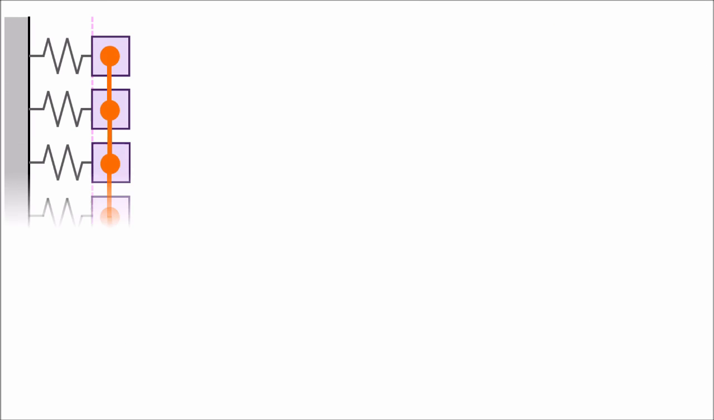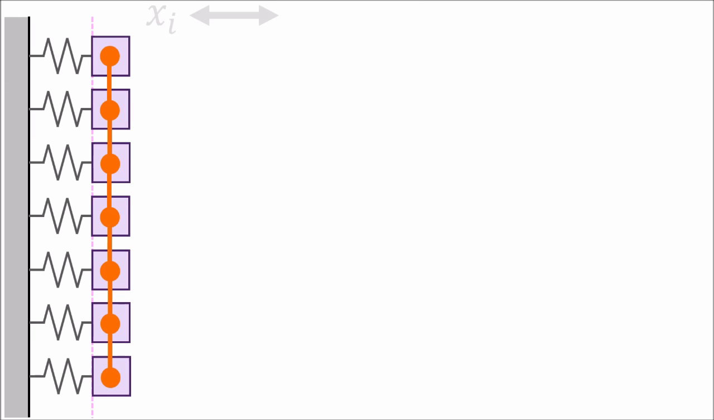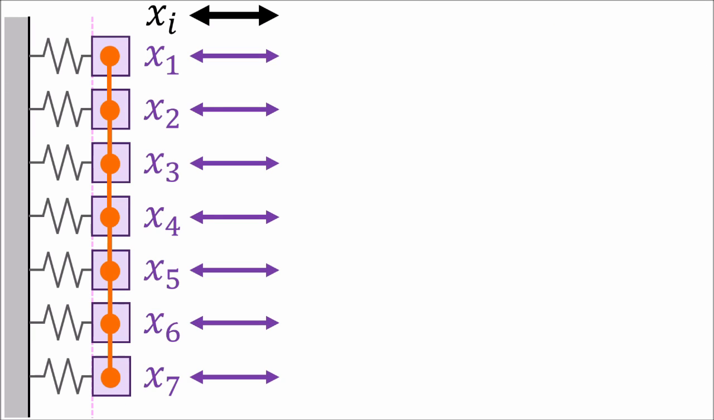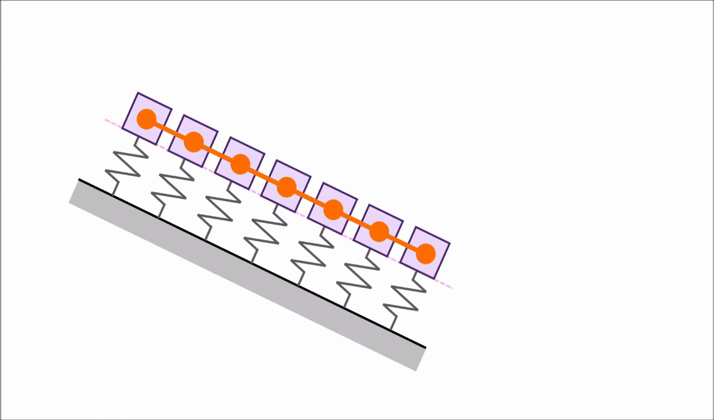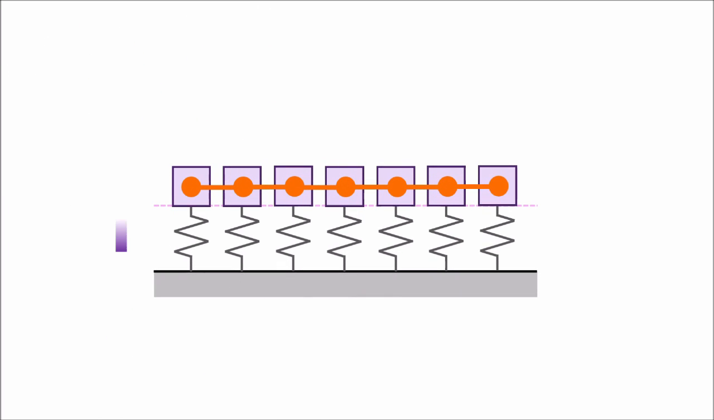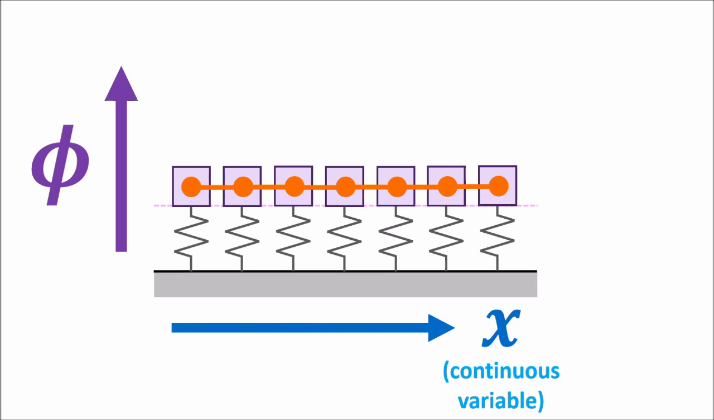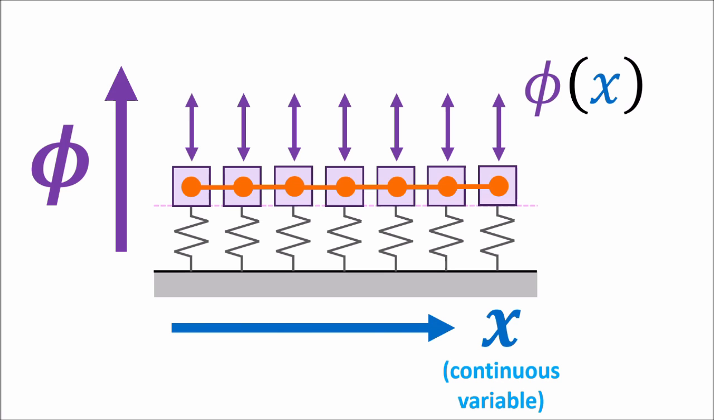Now, we can add more and more quantum oscillators so that we have an infinite collection of oscillators, each with their own x variable denoted by a subscript label i. We usually turn this diagram on its side so that the oscillators move in the phi direction and are labeled with a continuous variable x. So phi of x will measure the extension of the oscillator at location x. This is what we call a quantum field.